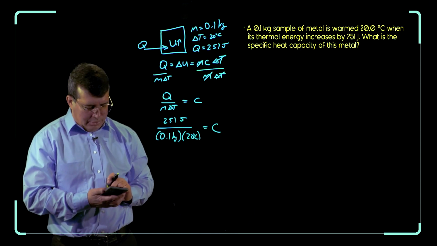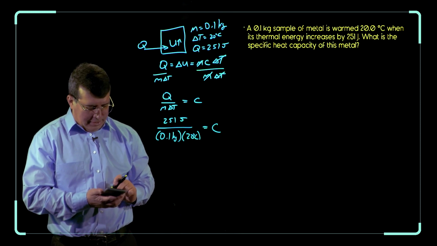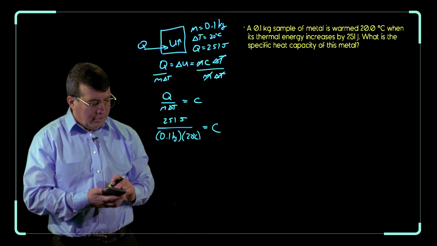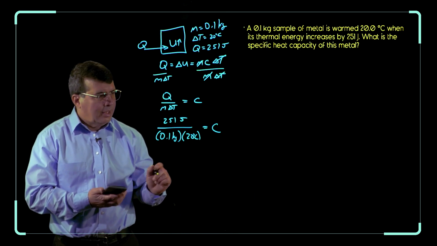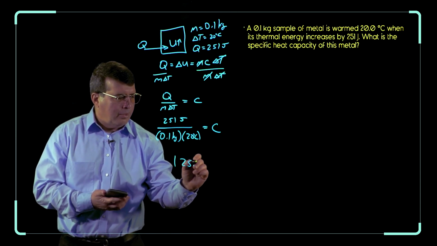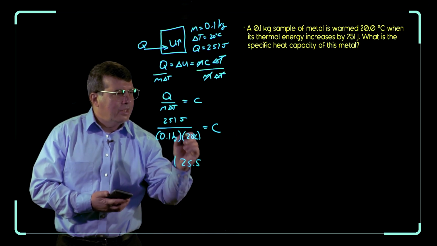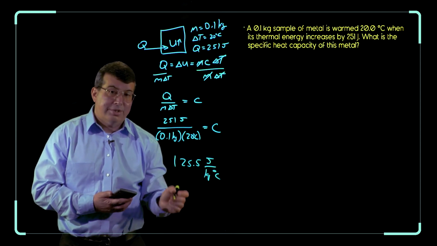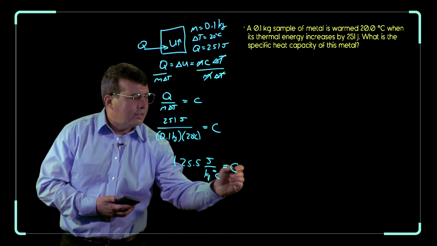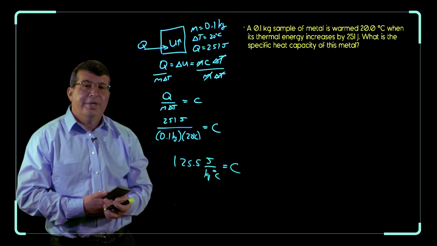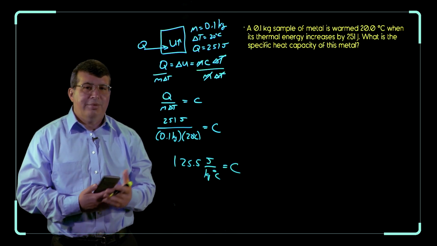Our numbers are 251 divided by 0.1 and also divided by 20. So that would be 125, or well, I'm going to go 125.5 joules per kilogram degrees Celsius, so now you see where those units come from, is our specific heat capacity. So this is the kind of experiment that you might do in a laboratory. So that is it. That is the specific heat capacity of the metal, and that's what you were asked for.